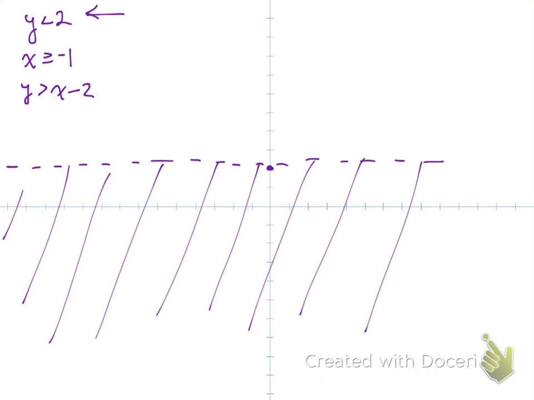Next we're going to graph the inequality. I'm going to switch to a red color here, and now I'm going to graph this second inequality.